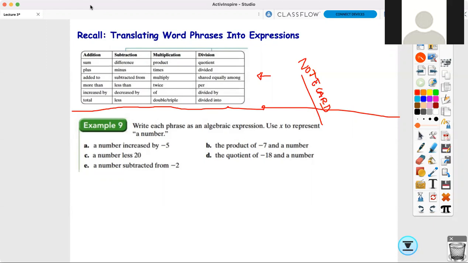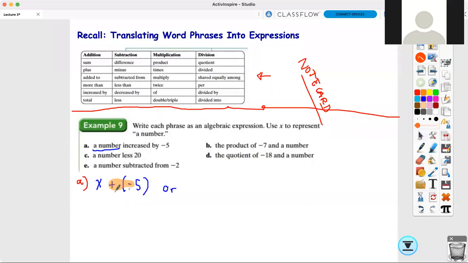All right, guys, let's look at 9A. We're going to write each phrase as an algebraic expression. We use X to represent a number. So a number increased by -5. Since it starts with the phrase a number, what letter do I draw first? X. Good, and it's increased by, so what operation is that? Addition. Plus, and what are we increasing by? -5. Good. Now look, we have a plus and a negative. Is that correct? Can we have that in math? Yes, we can, but it's not really pretty.